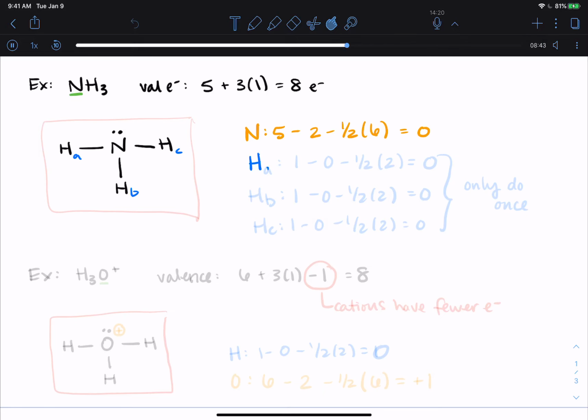So hydrogen A, hydrogen has 1 valence, 0 lone, and 1 bond, so 1/2 of 2. 1 minus 1 is 0. Now, if you take a look at hydrogen B and hydrogen C, they're in the exact same situation, right? Hydrogen B, 1 minus 0 minus 1/2 of 2. Hydrogen C is exactly the same. We'll go ahead and write it out for this one time.